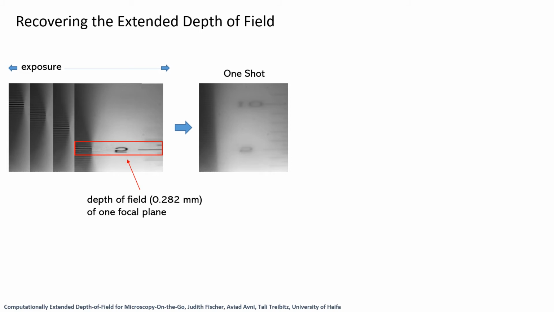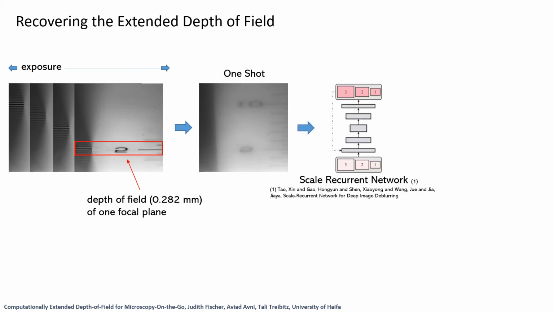Previous one-shot methods assumed a uniform blur and performed simple deblurring. This is a very limiting assumption, especially when aiming for a large depth of field. Over a large scanning range, the telecentricity starts to break, resulting in a depth-dependent PSF. We overcome this limitation using a deep neural network.